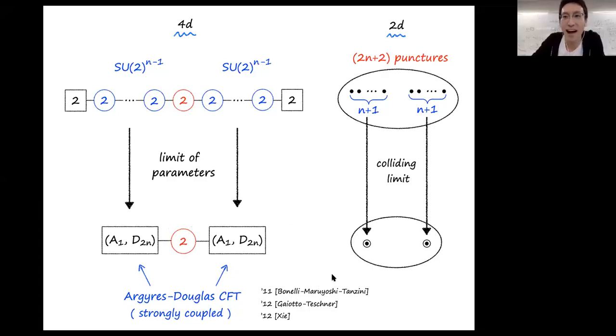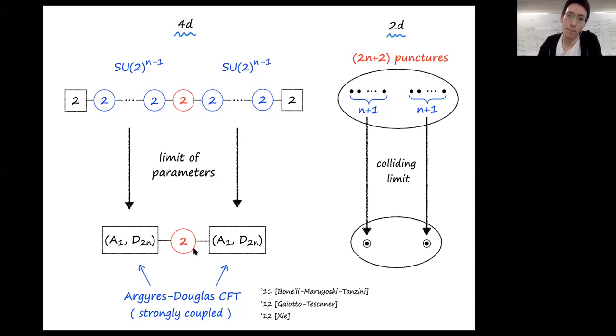Oh, hi, J1. Sorry. Is this theory conformal? This one. Good question. It's not conformal. We are taking some strange limit of mass parameters and gauge coupling. So we are turning on a mass parameter, and it breaks the conformal symmetry. So the infrared theory is not conformal. Yeah, that's a good point.